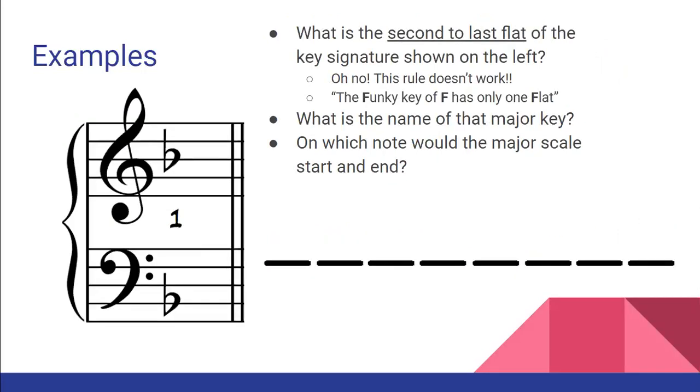What is the second to last flat in this one? Oh, we don't have enough. So we have to remember that the funky key of F has only one flat. The name of the key is F, and so that will be the starting and ending note of our scale. Just go right up your alphabet, except with remembering one new thing. That says B flat, so when we're spelling out our scale, we have to include a B flat over here.